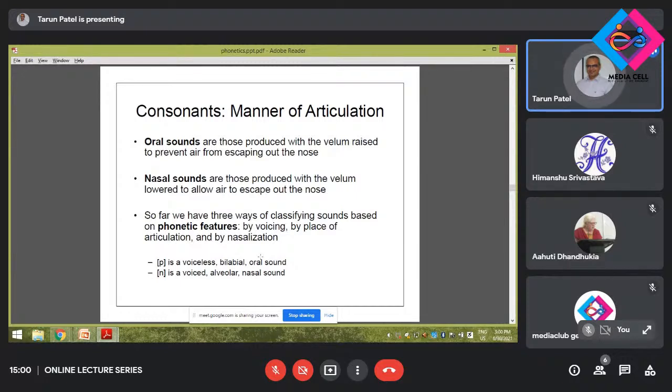So n is an alveolar as well as nasal sound. When you say no, and that's how, saying no is a bit difficult for the human body too. When you say no, you have to spend a bit more calories as compared to saying a simple yes.